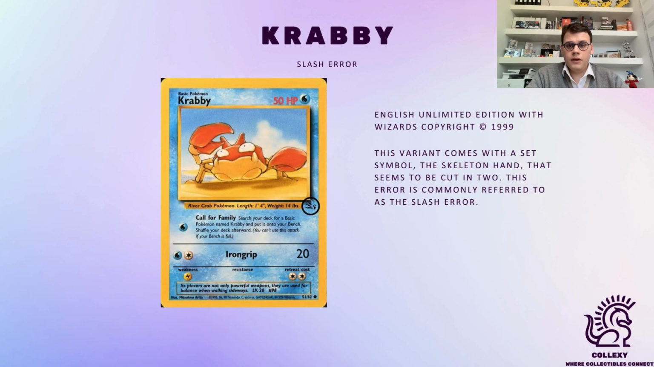There were in total only seven variants of seven different masters that were printed with the so-called W stamp. The second variant is a variant of Krabby, which is basically the same as the English Unlimited Edition with Wizards of the Coast copyright year 1999. This variant comes with a set symbol, the skeleton hand, that seems to be cut in two.